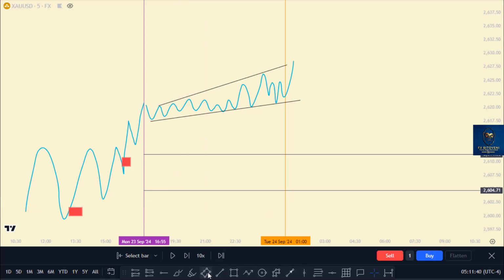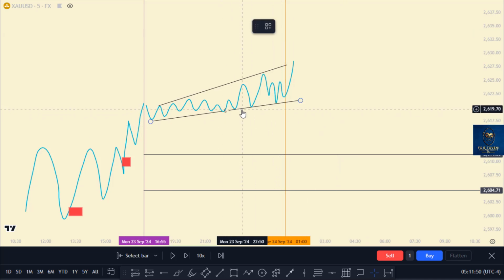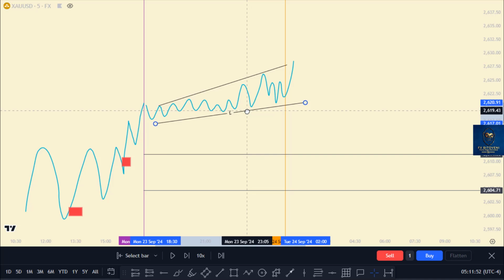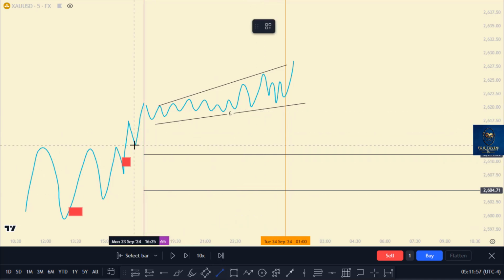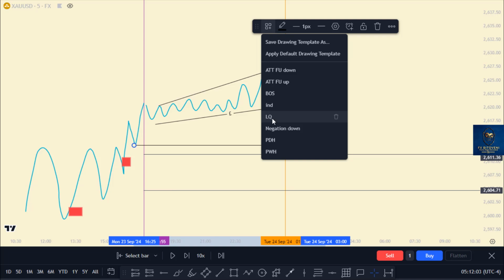Now this is a liquidity to be targeted. Now this is the old low from previous day.